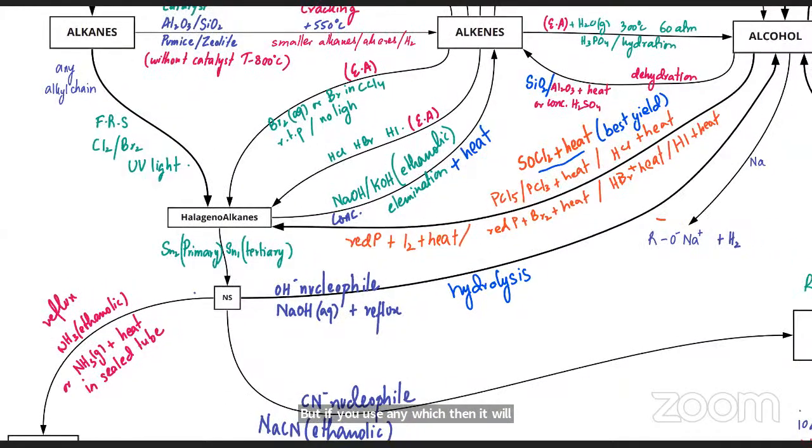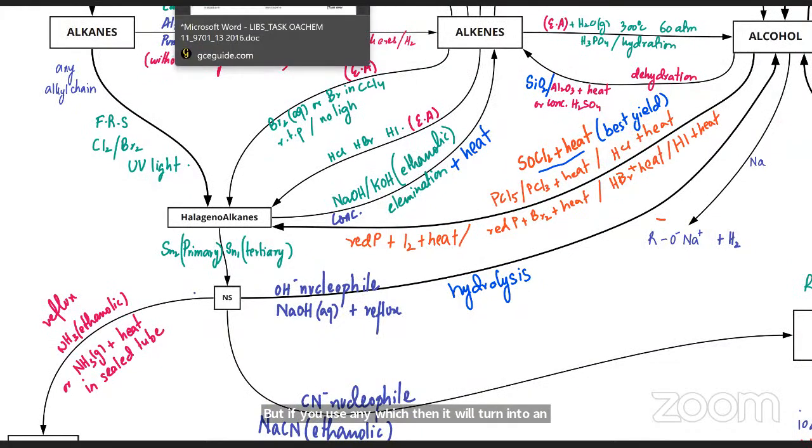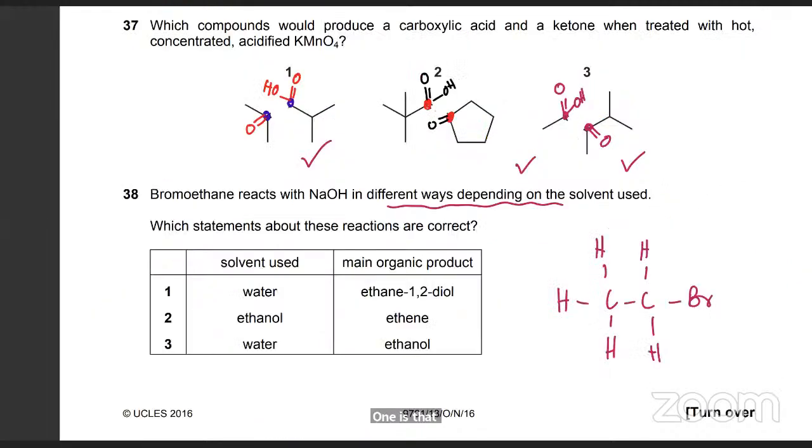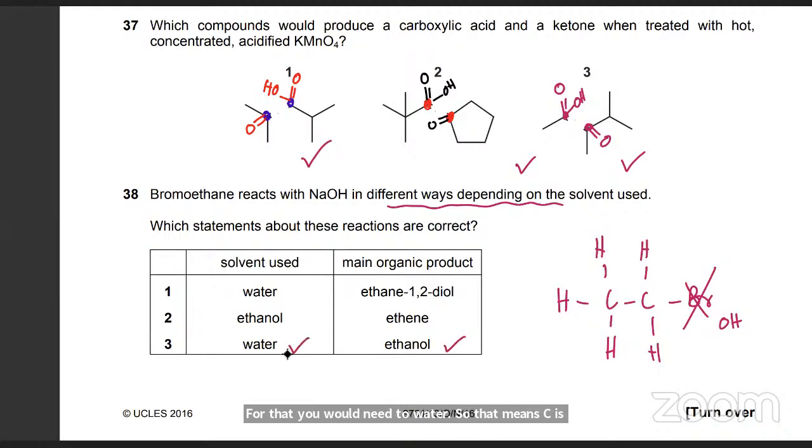So you've got 2 options. One is that either this will be replaced by OH. For that, you would need water. So that means 3 is correct, right? If you use NaOH aqueous, water as a solvent, it will turn into an alcohol. Clear here?